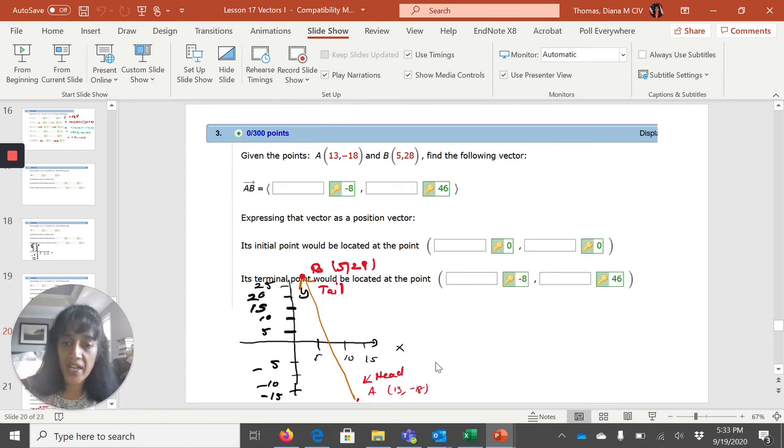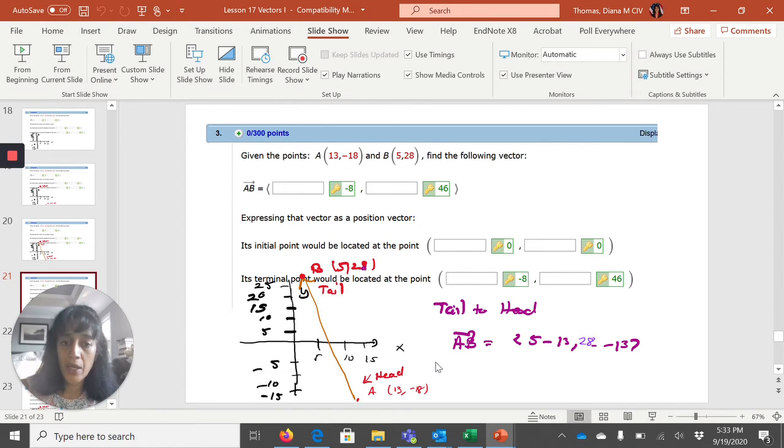How do you find the vector that goes through those 2 points? Well, we go tail to head. The tail of the vector is where the arrow is, and the head is where that started out. And we just subtract. So tail minus head. So 5 minus 13 gives you your first coordinate, and 28 minus the minus 13 gives you your second coordinate. So we get minus 8, comma 46.